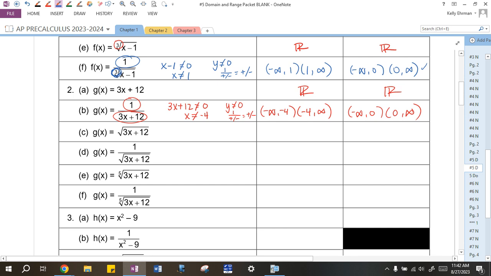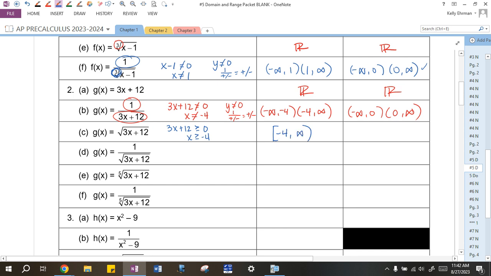What if we put 3x plus 12 under a square root? We know that for a square root function, 3x plus 12 has to remain greater than or equal to 0, which means x has to remain greater than or equal to negative 4. In interval notation, that's a square bracket on negative 4 to infinity.